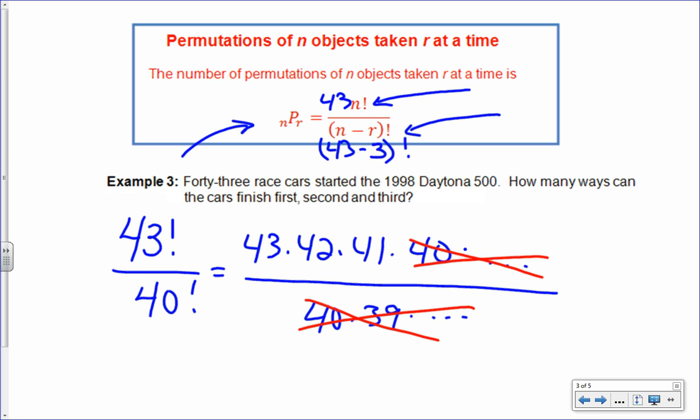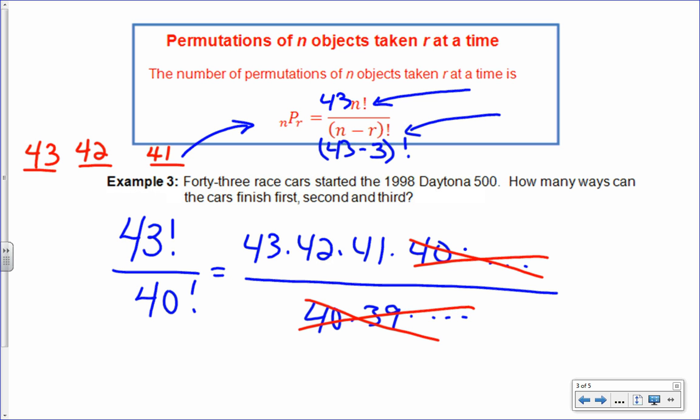Could we kind of have gone back to our blank method? Said here's first place, second place, third place. How many options do we have for first place? So any of the 43, right? And now if you finish first, you're not also going to finish second. Okay, so there's only 42 left there, and then only 41. So would this formula that we're looking at now have worked for that last example?